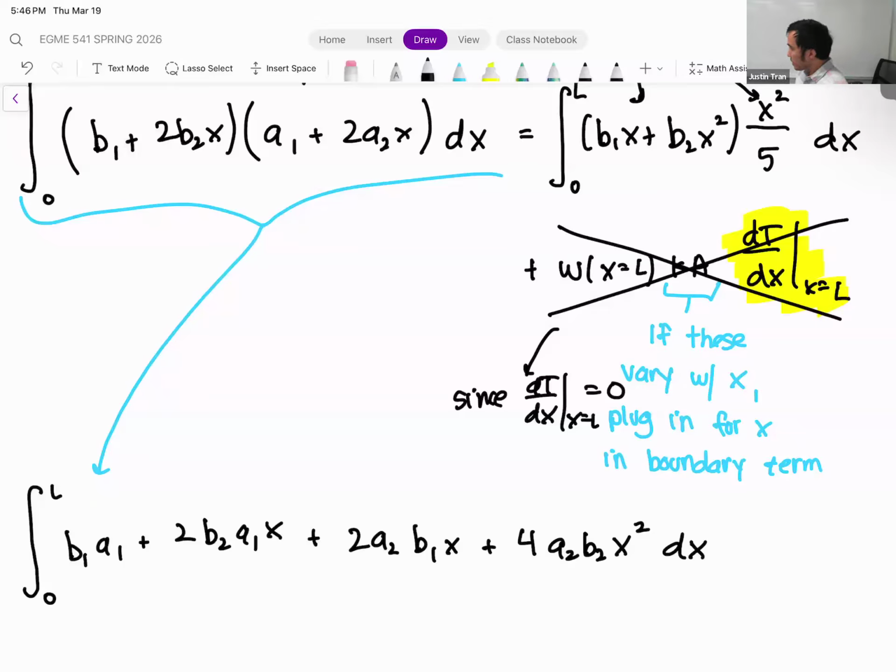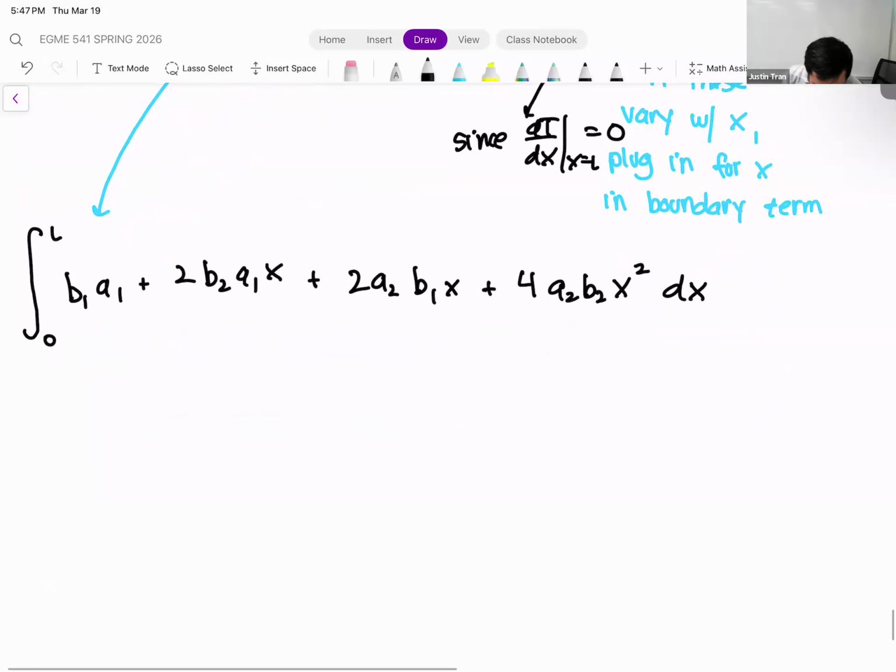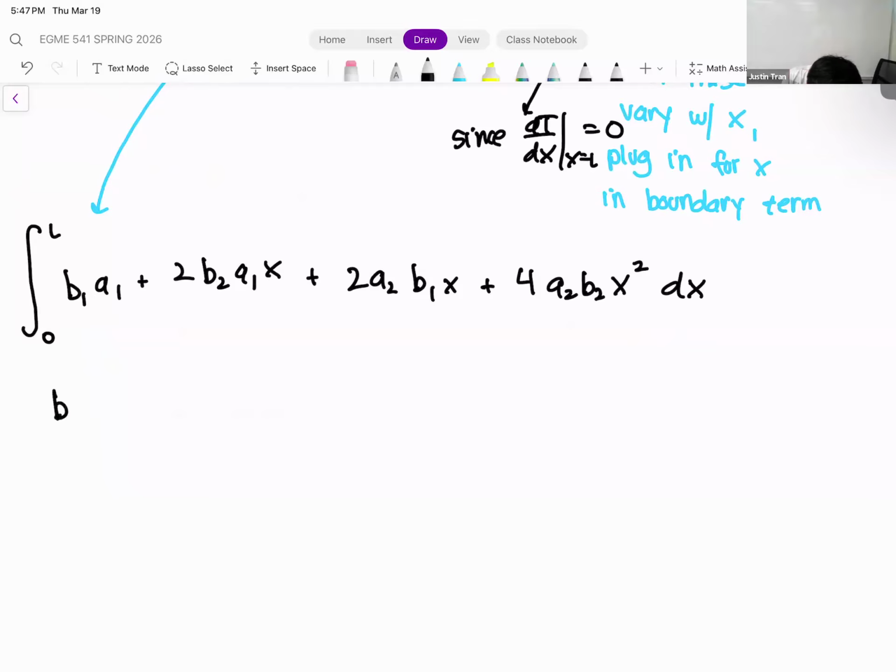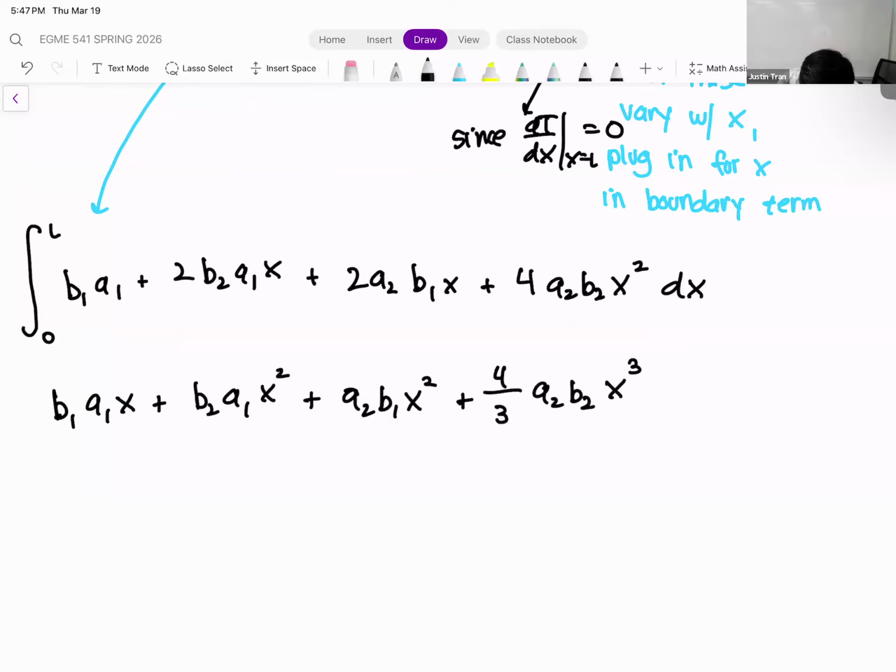Okay. All right, so let's go ahead and perform these integrals. So, there's a lot of terms here, but most of them are constants, right? And so we perform these integrals, we get b1 a1 times x plus b2 a1 x squared plus a2 b1 x squared plus 4 over 3 a2 b2 x cubed. And we're evaluating every term here from x equal to 0 to x is equal to L.